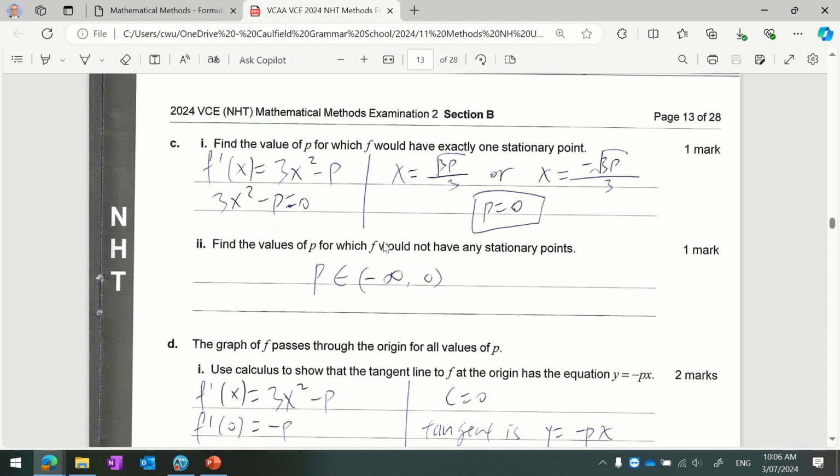Okay, and then find the values of p for which f would not have any stationary point. This is when the answers for stationary points break down. The answers for stationary points stop making sense, right? So what p-value will make the answers for stationary points senseless? It is when you cannot take the square root, and it is when p is negative. So if p is negative, then you can't take the square root.